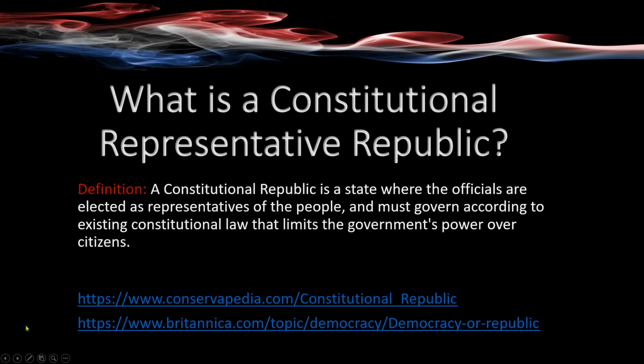All right, so the first thing I have here is a definition. What is a constitutional representative republic? The definition is: a constitutional republic is a state where the officials are elected as representatives of the people and must govern according to existing constitutional law that limits the government's power over citizens. And this is precisely the type of government that we have in the United States.